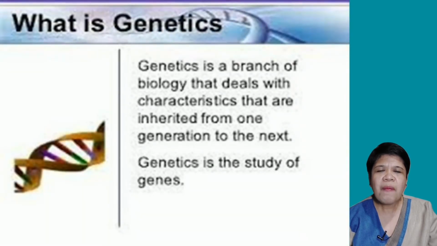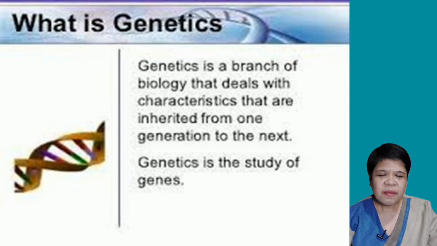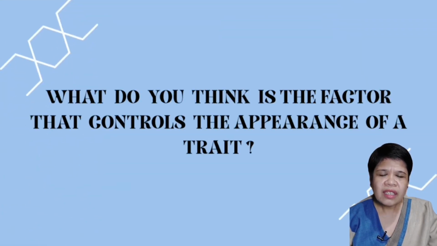Now, how about genetics? Genetics is the study of genes and heredity. Correct. It is a branch of biology that deals with characteristics that are inherited from one generation to the next. It is the study of genes. Now, what do you think is the factor that controls the appearance of a trait?